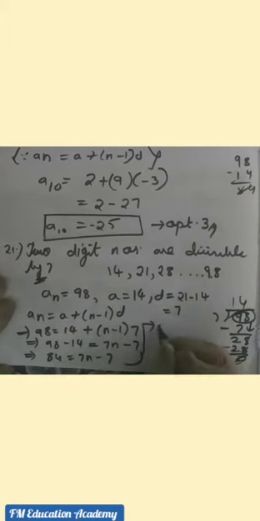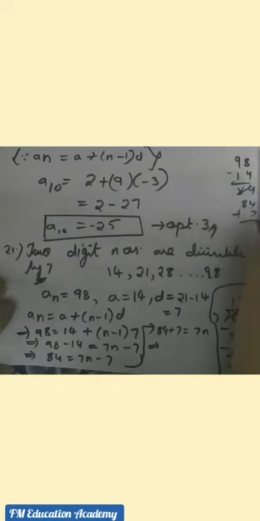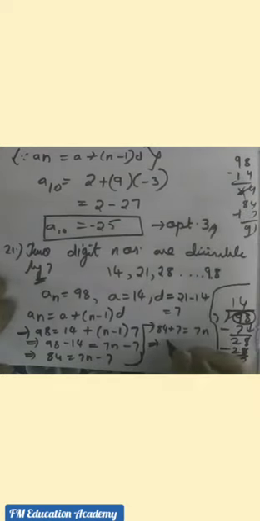Minus 7 if it goes that side, plus 7. So 84 plus 7 is equal to 7n. What is 84 plus 7? 91 is equal to 7n, or we can write n is equal to 91 by 7. We know 7 threes are 21, so we got the value of n as 13.